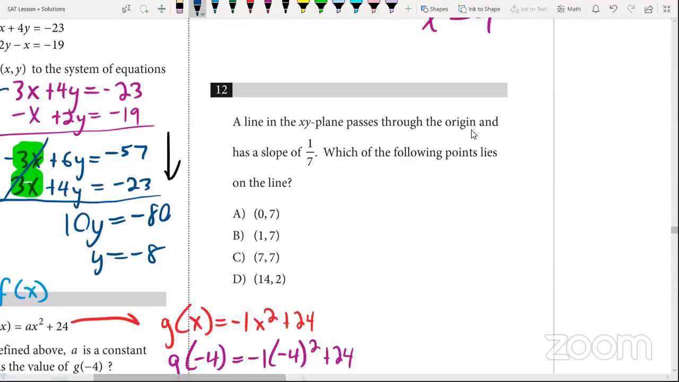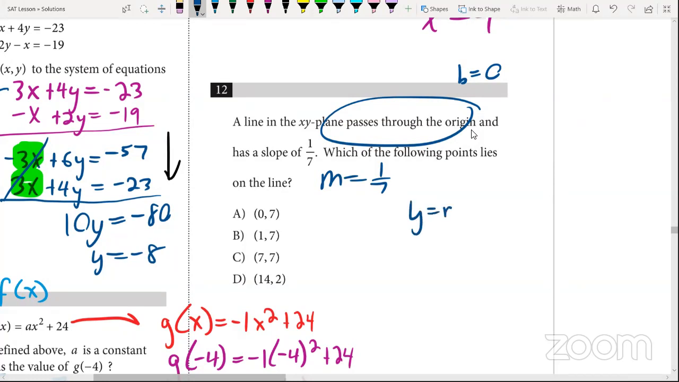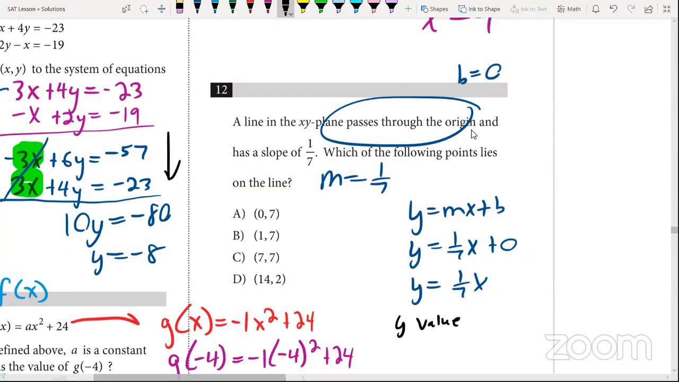Number 12, we have a line that passes through the origin and has a slope of 1/7. So if you pass through the origin, it means your y-intercept is 0 and your slope is 1/7. So we're being given the slope and the intercept of this line. So if it's y equals mx plus b, we have y equals 1/7 x plus 0, or just y equals 1/7 x. So now verbally, this means literally that the y value is 1/7 of the x value.